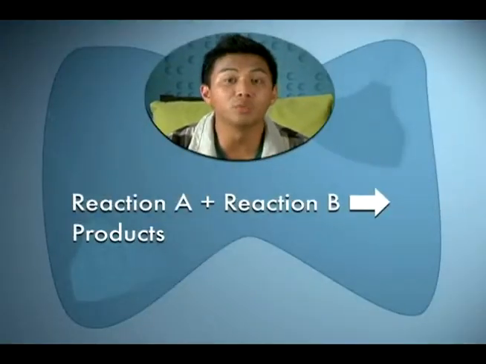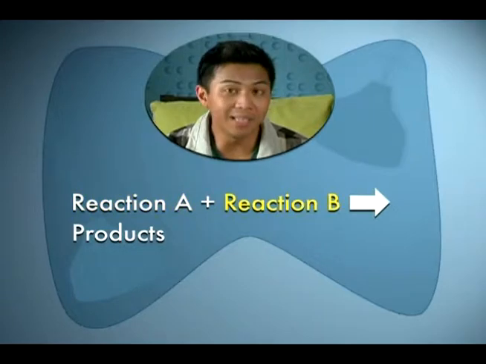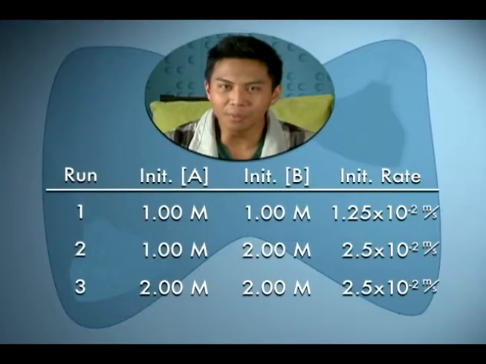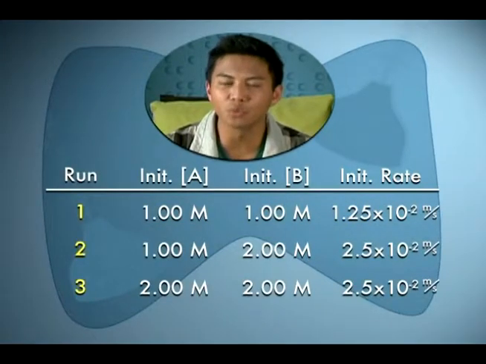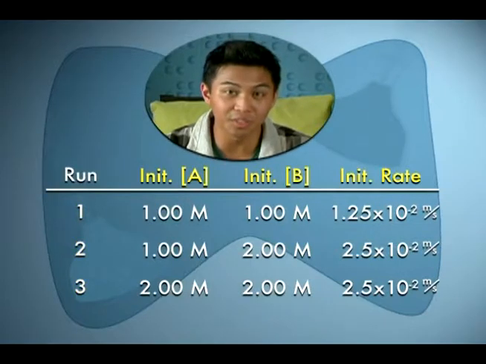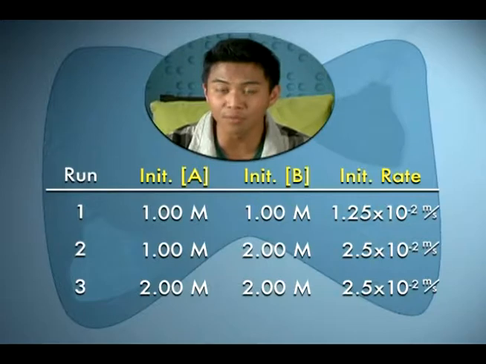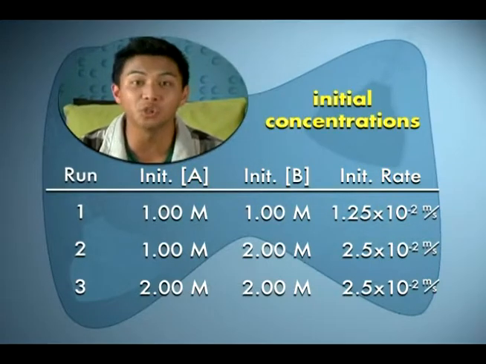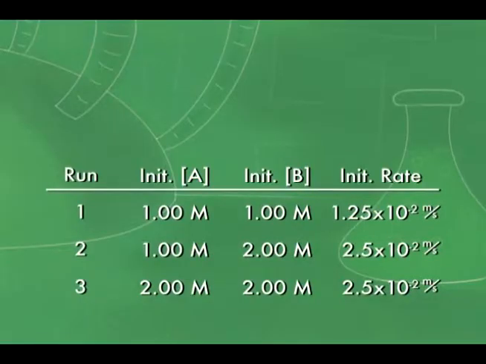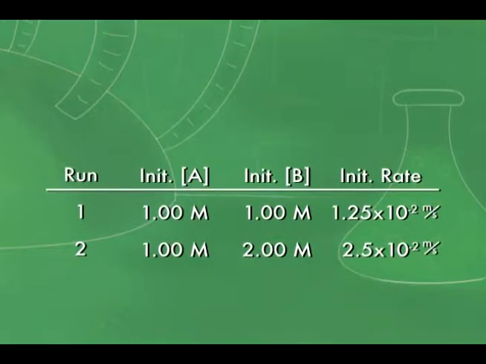So the actual identity of the reactants doesn't really matter here. Let's say we're dealing with reactant A, reactant B, and some products. The table tells us that our team ran the reaction 3 times, switching up the concentrations of the reactants each time. Since these concentrations are for the beginning of the reactions, we call them initial concentrations. The key here is to compare the reaction runs and see what changed. We can start with the first 2 runs.